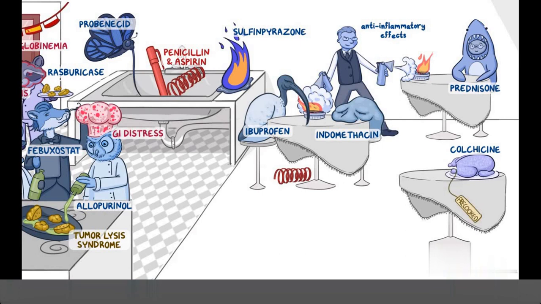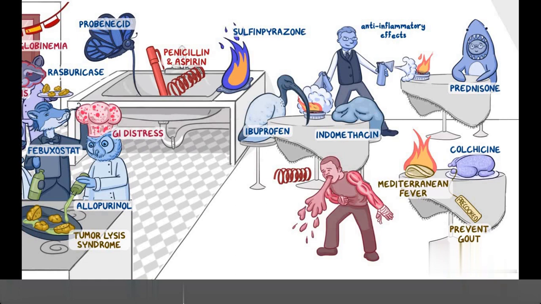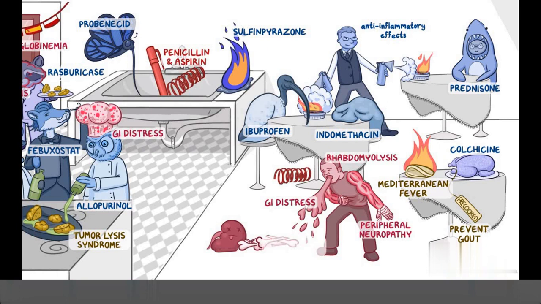The chicken is pre-cooked to help you remember it could also be used to prevent gout. There's a pita bread that's on fire next to the chicken to help you remember that another indication is Mediterranean fever. For side effects, the person who ate this chicken is vomiting to represent GI distress. His hands got burned by the flaming pita, so they're wrapped in bandages for peripheral neuropathy, and the muscles in his arms are red and swollen for rhabdomyolysis. There's a pile of chicken bones next to him for bone marrow suppression, and in the pile is a dead kidney for renal toxicity.